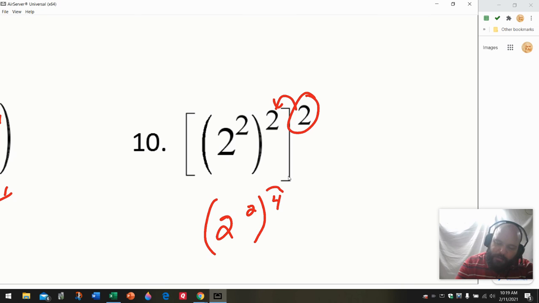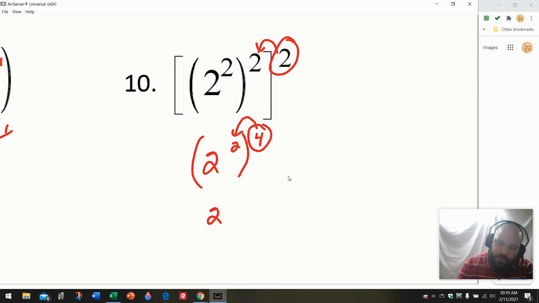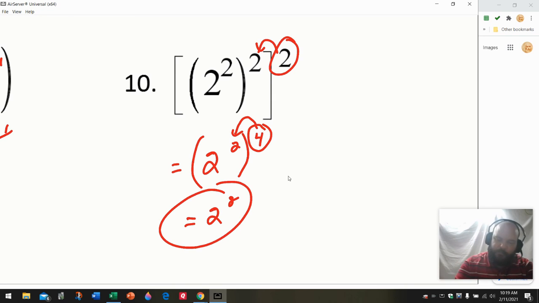Now we're going to do the same thing. This 4 is going to multiply that 2 right there, and I'm going to write 2 to the 8th power. And then there is my final answer, 2 to the 8th.